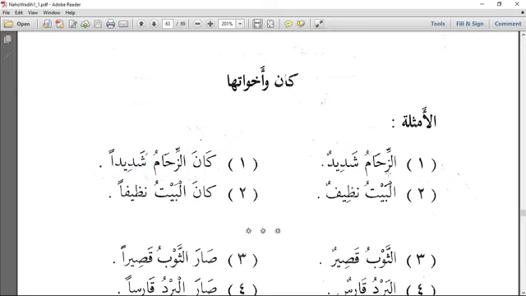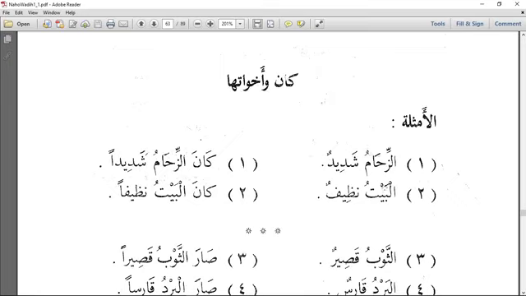So the meaning of az-ziham shadidun is the traffic is severe. But when kana comes in, it changes the meaning. So what do we use kana for? Kana is used to use a khabar to describe the mubtada in the past. So we have kana zihamu shadidan, the traffic was severe.